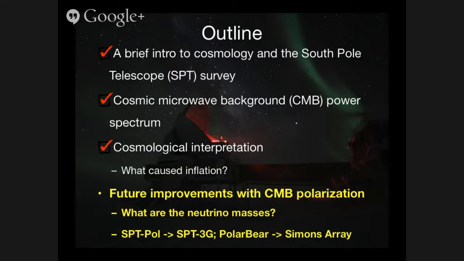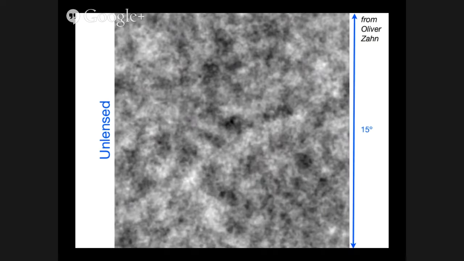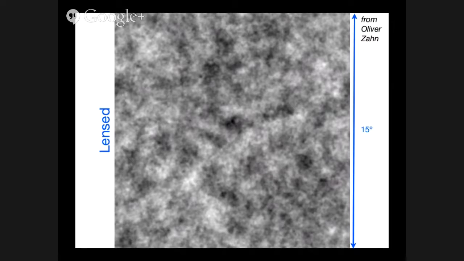In particular, I'll be talking about gravitational lensing of the CMB and how we can use this to learn about the growth of structure and the masses of the neutrino species. To understand lensing, let's just look at what an unlensed CMB map looks like. This is 15 degrees by 15 degrees on a side. And this is what happens after you lens that area of sky. You can probably see a small shift between the two, if you look by eye. It's still small, but our current experiments are quite sensitive, so we can detect these kinds of deflections.